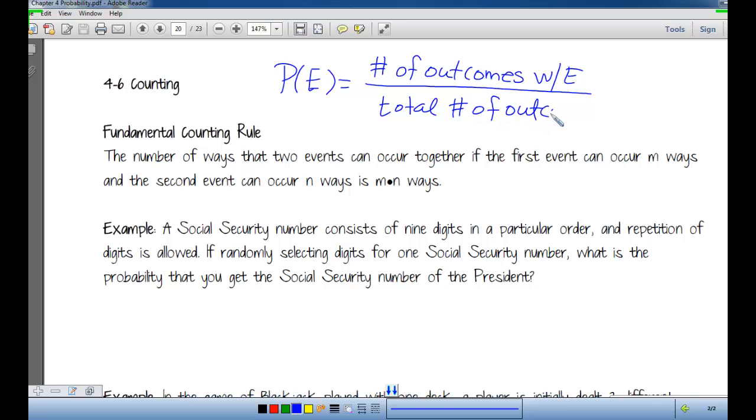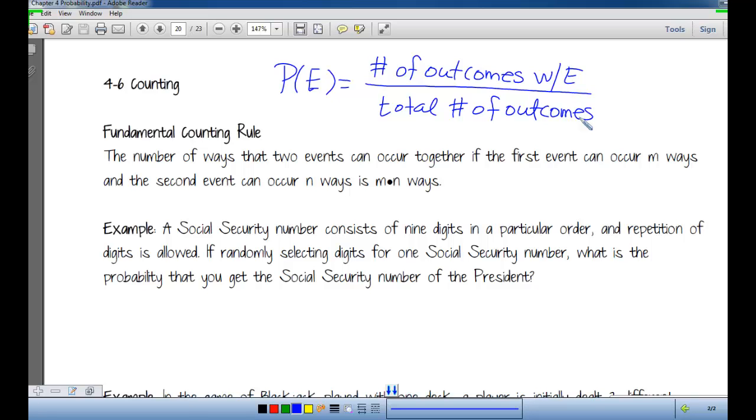So, with a lot of the problems that we've looked at with the multiplication rule, it's possible that we could have solved them in a different way if we look at some of these counting rules. We'll look at being able to count the number of outcomes with E and the total number of outcomes, and then how we can use that to calculate probability. About 5 rules we're going to look at.